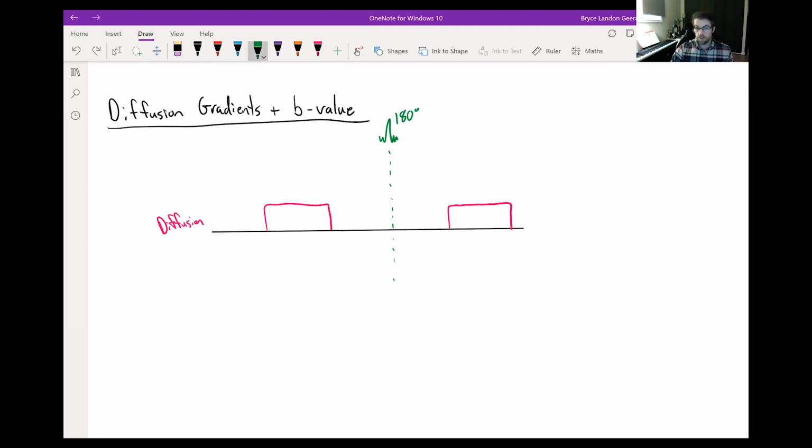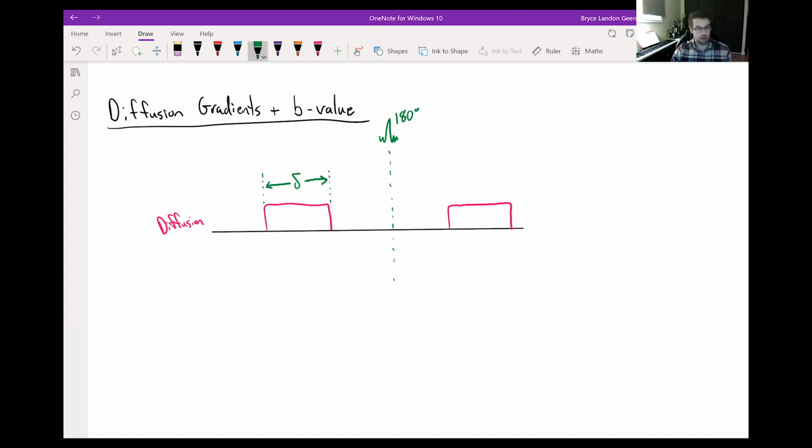Okay, so key factors in these diffusion-weighted gradients. There are a couple to consider. The first one is the amount of time that the gradient is actually on, right? That gives you a sense of how much phase encoding you are doing to your spins, how much phase you are actually encoding into your spins in that given direction. And that is classically referred to as small delta.